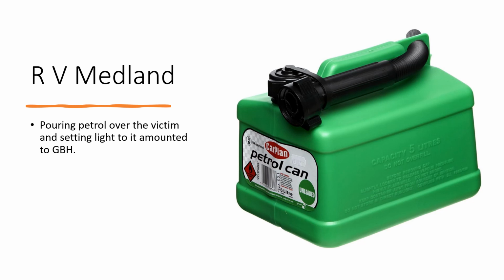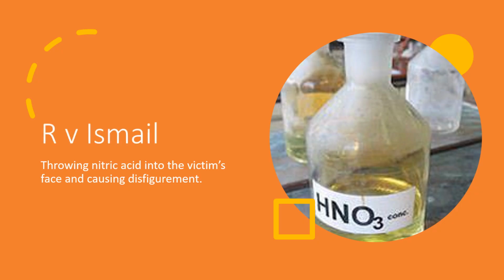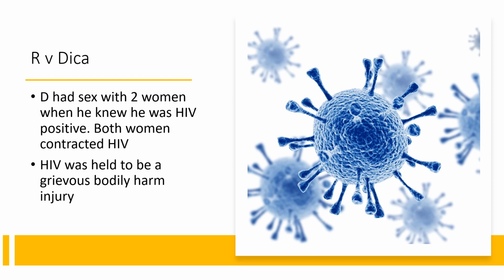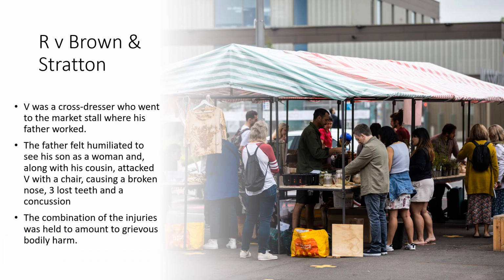So we got Medland as well. Pouring petrol over a victim in this case and setting it alight, of course, amounts to GBH. In Ishmael, throwing nitric acid into the victim's face and causing disfigurement was considered GBH. Very serious. And in Deakin, again, we know this was GBH, though he was found not guilty for various reasons. In this case, it was certainly GBH, HIV, or passing HIV on to somebody could be considered GBH.